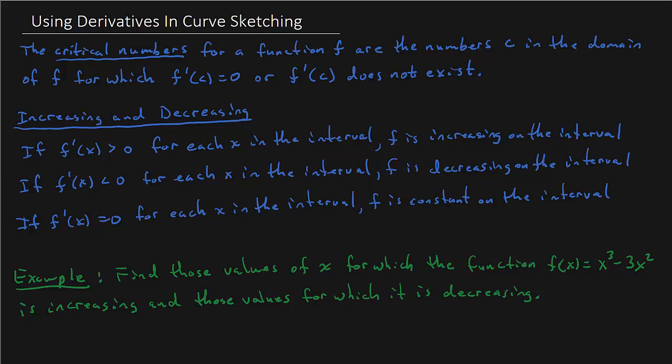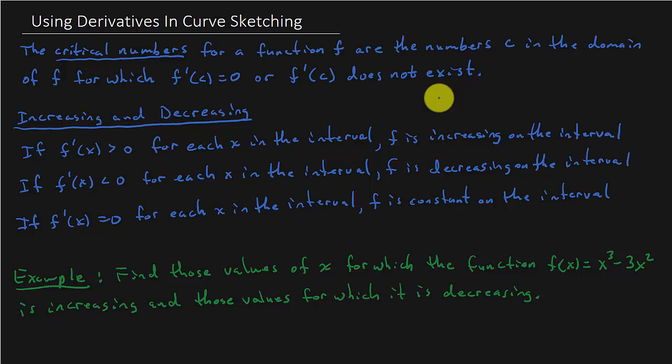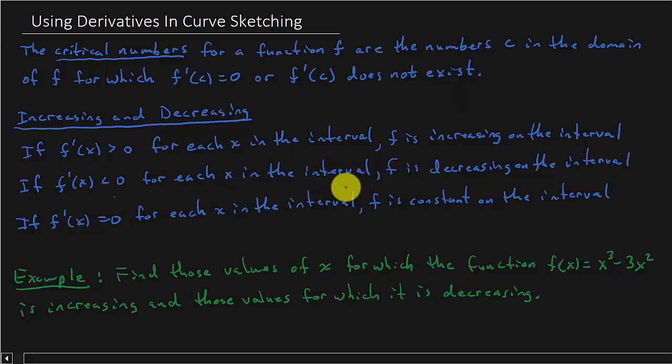Okay, and the part about f prime of c not existing is not really going to apply to this section. That will be more in the video after this one, when we get into rational functions and stuff. Increasing and decreasing: if f prime of x is positive for each x in the interval, f is increasing on the interval. And if f prime of x is negative, less than 0, for each x in the interval, f is decreasing on the interval.